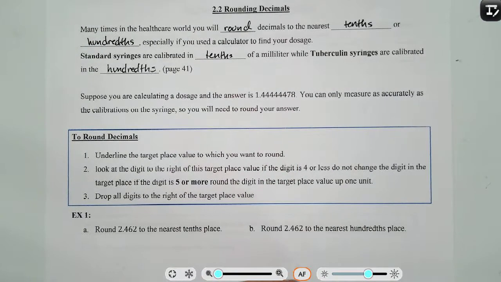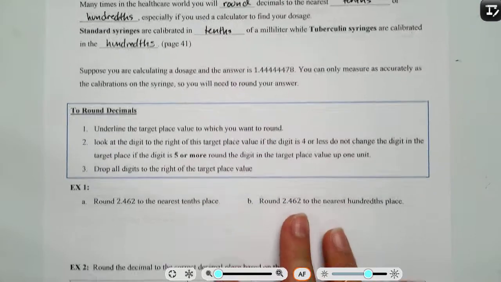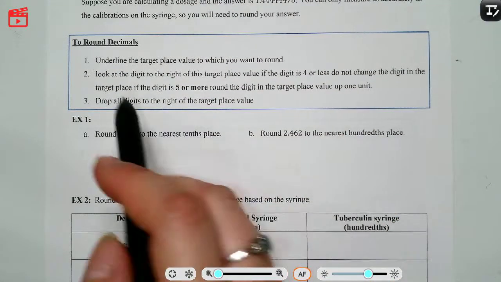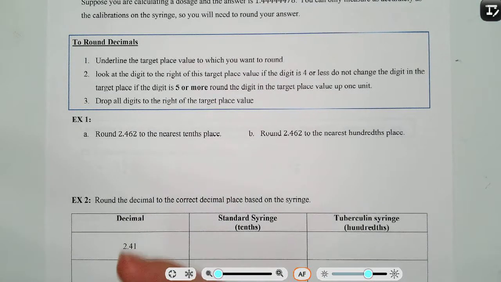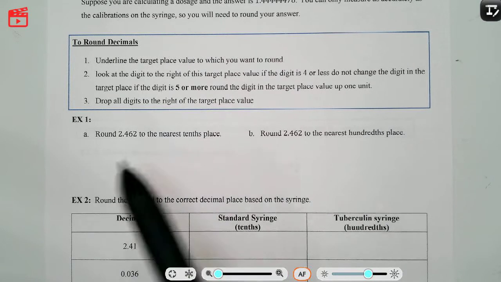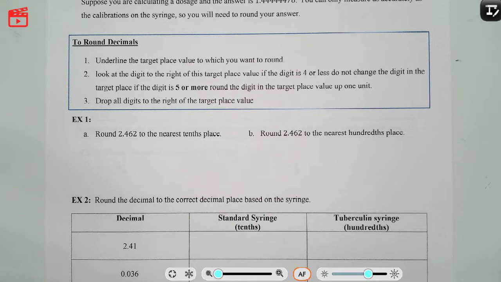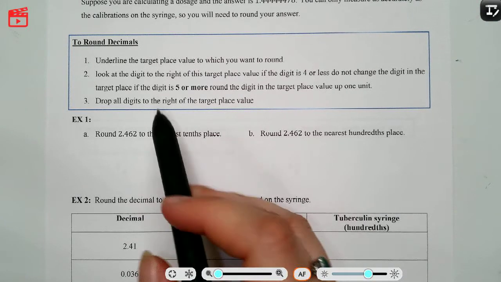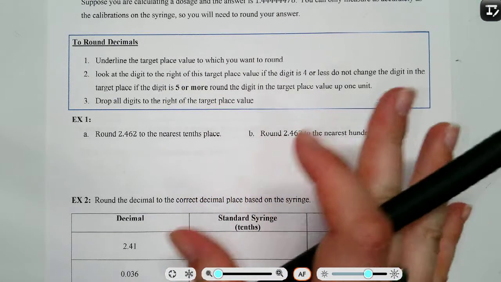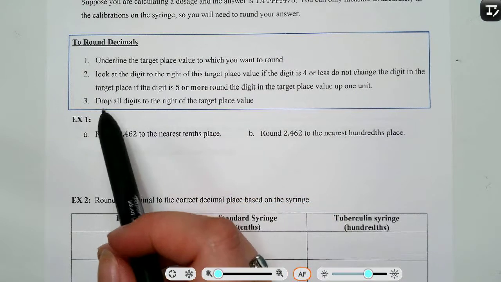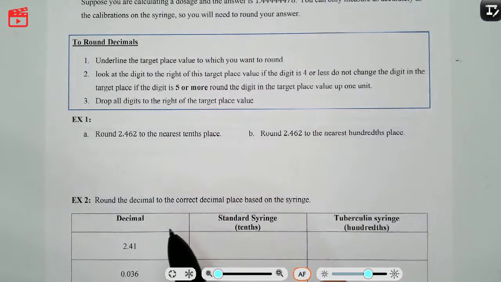All right, so to round decimals, the first thing we want to do is to underline the target place value to which we want to round. For example, the tenths or hundredths place. Then we're going to look at the digit to the right of the target place. If the value of that digit is 4 or less, we're not going to change our target digit. If the digit is 5 or more, we're going to round up. And don't worry, I'll show you how to do this. And then after that, we drop all the digits to the right of the target place value.